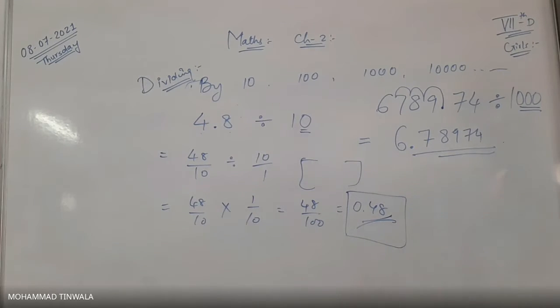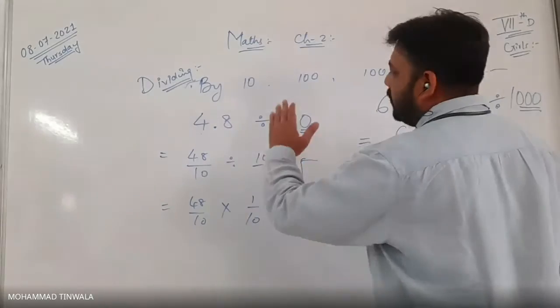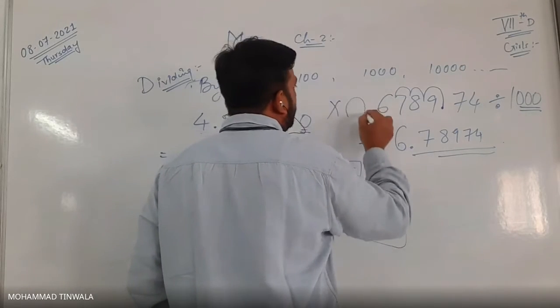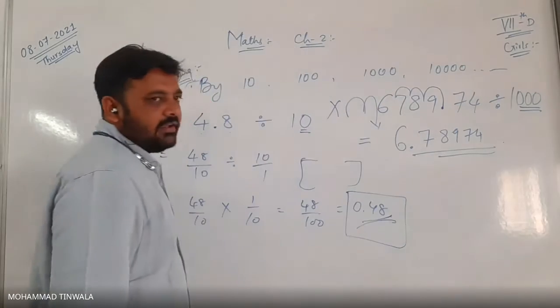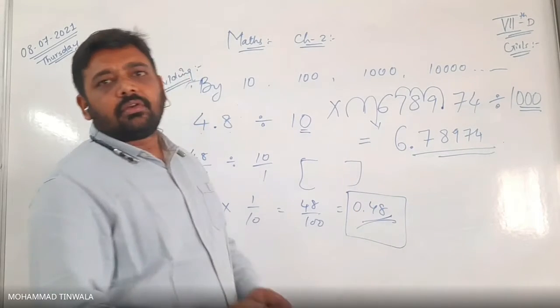Is that clear, girls? Yes. So when we are dividing, we will move towards the left side. When we are multiplying, we will move towards the right side. Towards the right side. Understood? Yes.